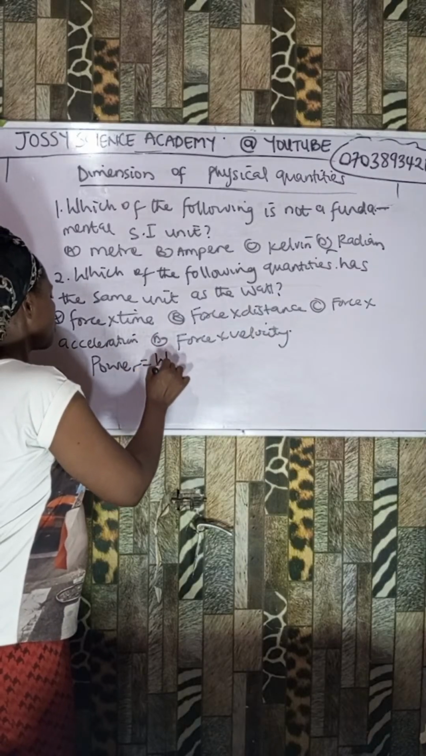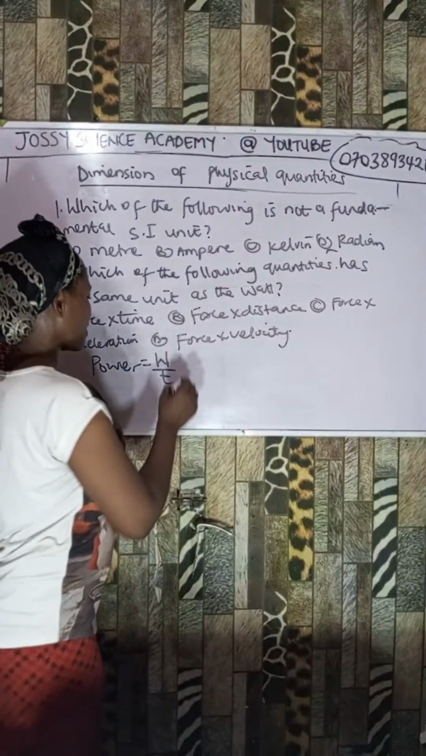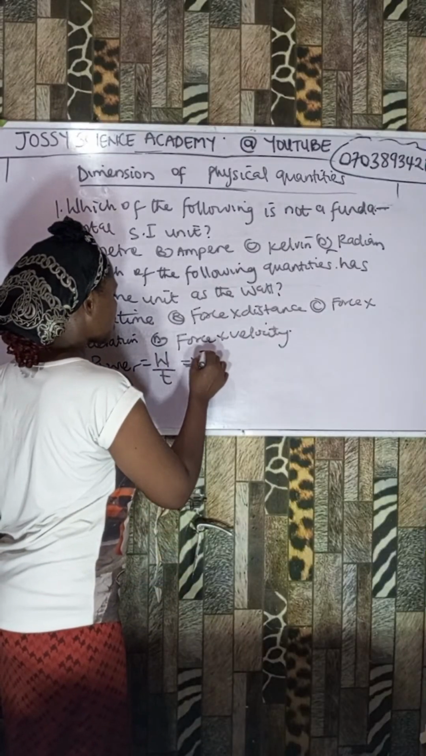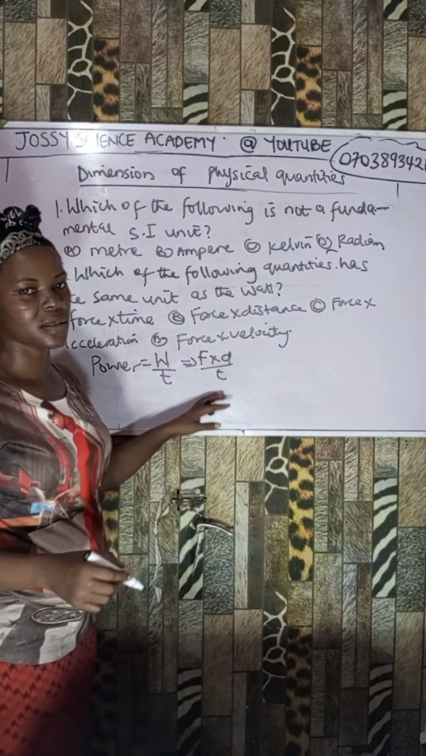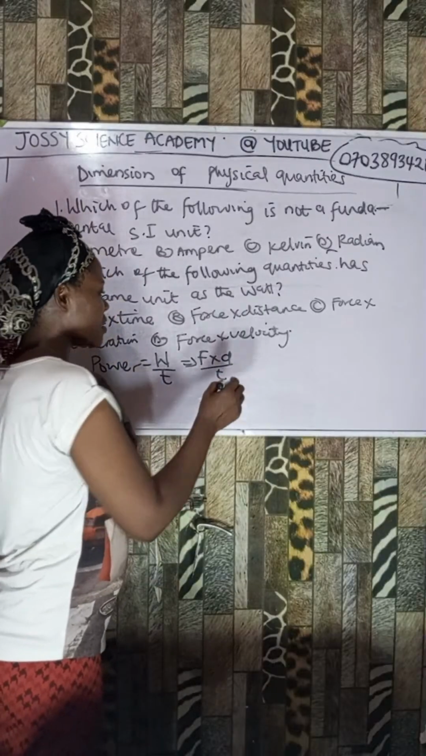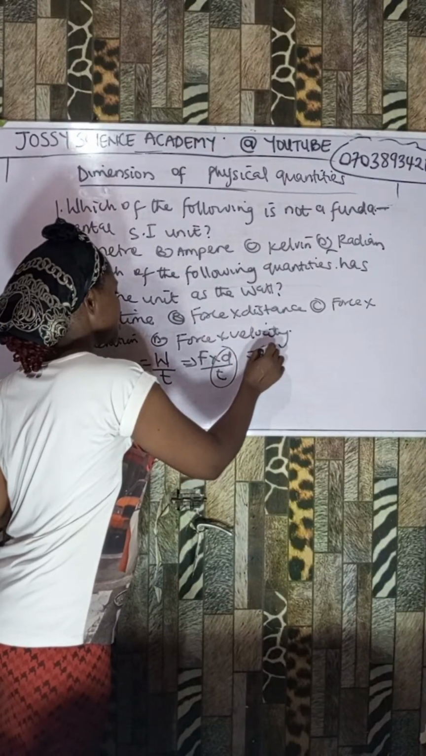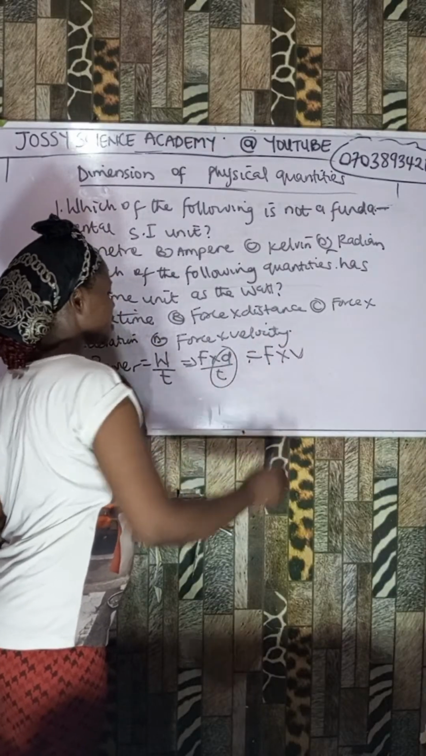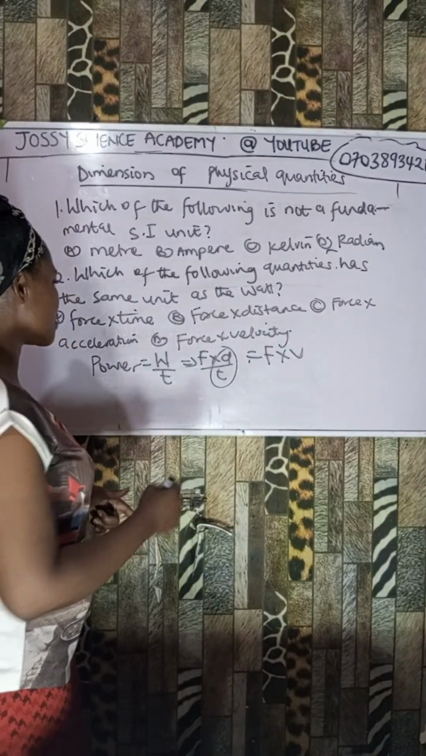So power is work done over time. And we ask what is work done. Work done is force times distance, over time, right? Now, distance over time is equal to velocity. So the whole of this is equal to force times velocity.